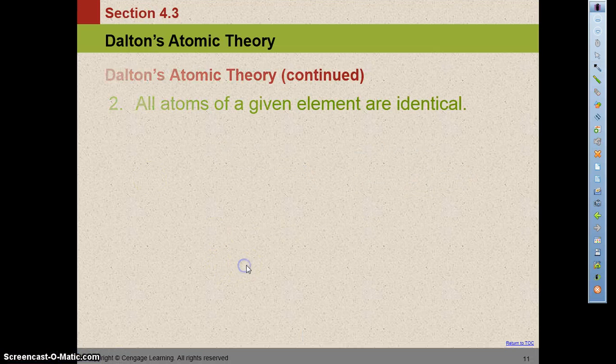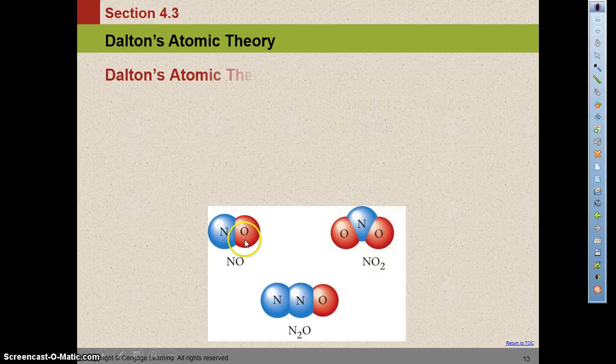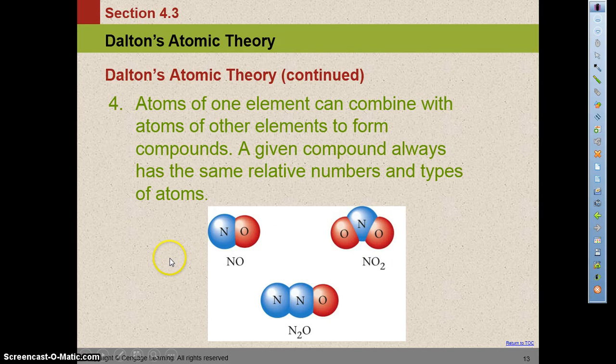Look at number 3. Number 3 says that atoms of a given element are different from those of any other element. And at this point I just go, well, duh, because obviously a carbon atom and an oxygen atom are different elements, and their atoms are going to be different. So this one's an easy one to know that it's true, and we can remember that one easily. Number 4 says that atoms of one element can combine with atoms of other elements to form compounds, and a given compound always has the same relative numbers and types of atoms, which we just talked about with the law of constant composition. So this also holds true.